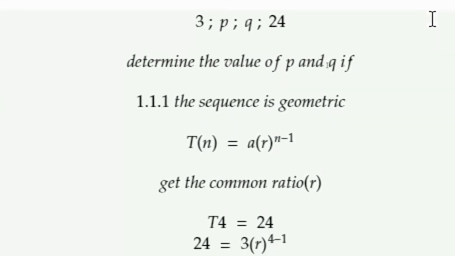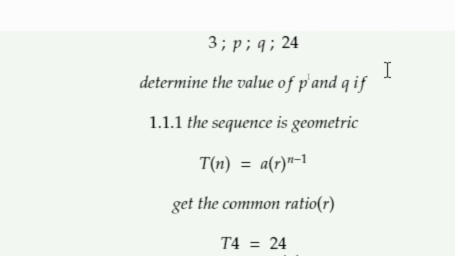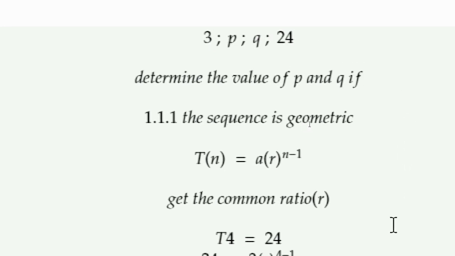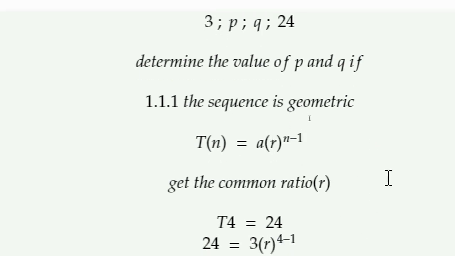So here's the question. They gave us the sequence 3, P, Q, 24. They say determine the value of P and Q if the sequence is geometric. Since they told us that the sequence is geometric, it's nice. I would advise you to start with the general formula since they didn't give you one. So T of n is equal to A R to the power n minus 1.